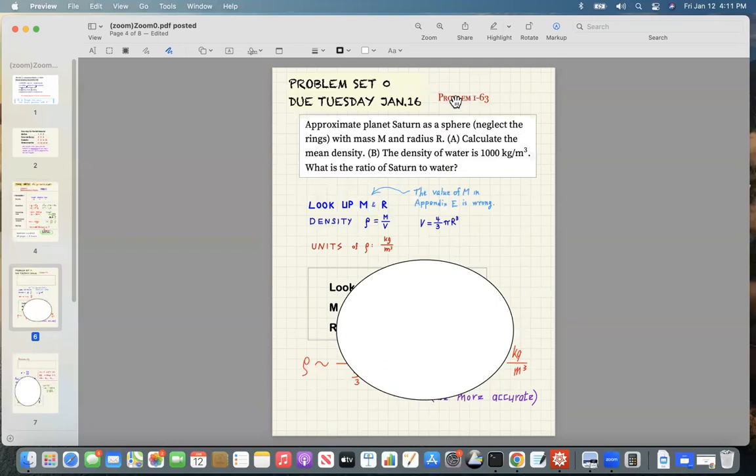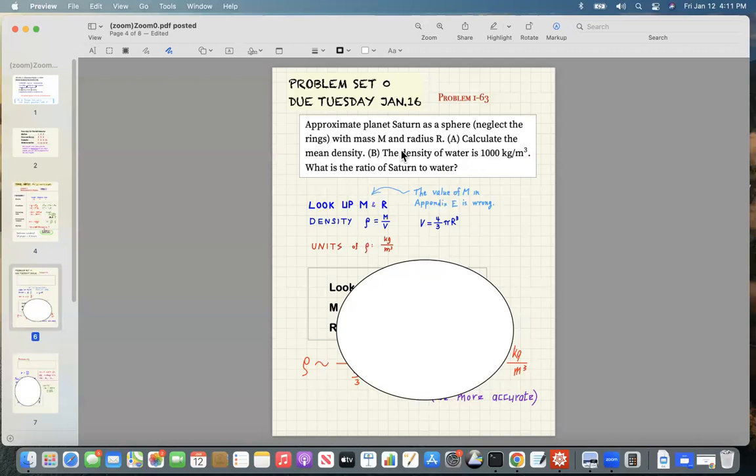There are about 100 problems in each chapter, but we're not going to assign all of them. We'll assign maybe 5 or 10 of them. But this is a problem from the end of chapter 1. It says, approximate planet Saturn as a sphere. You can neglect the rings. With a mass m and a radius r. The first part of the problem is calculate the mean density.